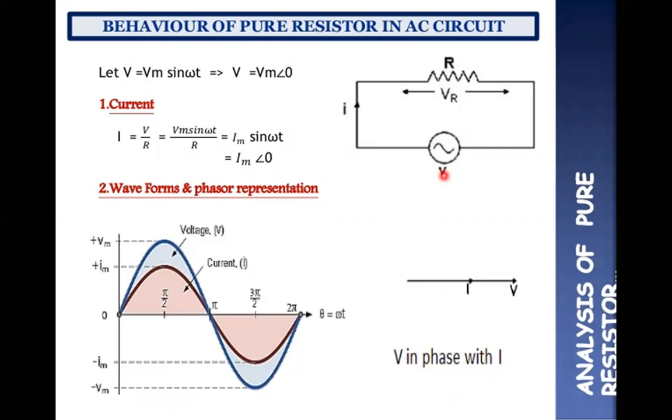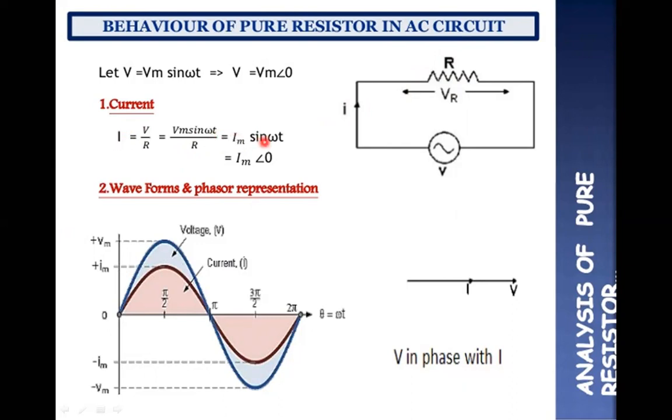So what is current? Current is nothing but V by R. So V max sine omega t by R. So V max by R, because V max is the maximum voltage in the circuit, and the total value of resistance is R. So V max by R is nothing but I max. So we can write I is equal to I max sine omega t.